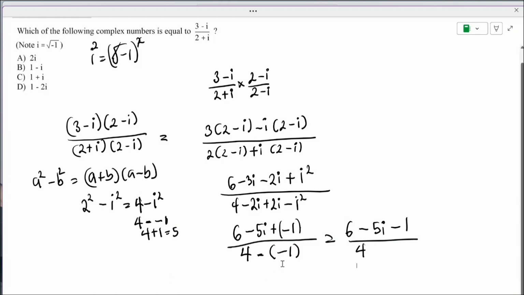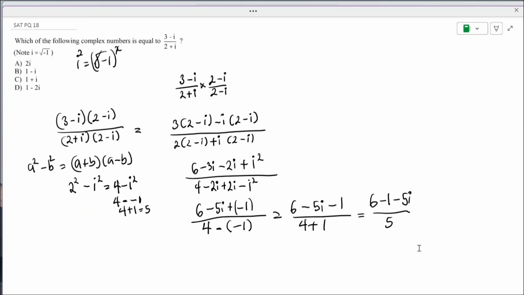You have negative and negative. Negative times negative gives you positive 1. This equals 6 minus 1 minus 5i. You collect like terms at the numerator. That's this 1 owns this negative. You move it back to meet with the 6. At the denominator, you have 4 plus 1, that's 5. Let's solve down. We have 6 minus 1, that will give you 5. You have 5 minus 5i over 5.